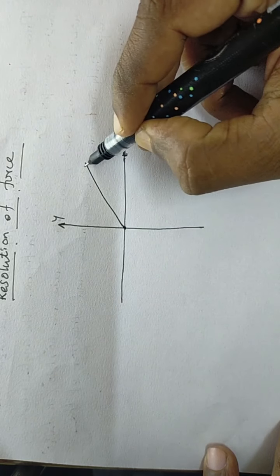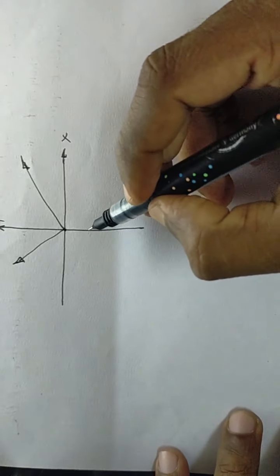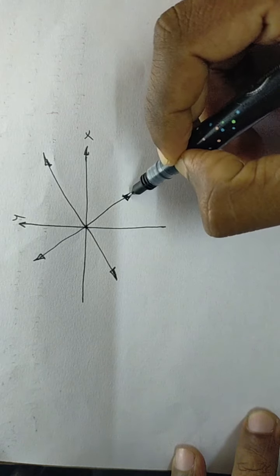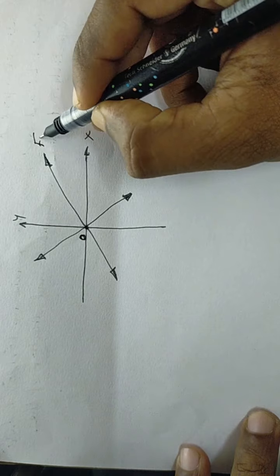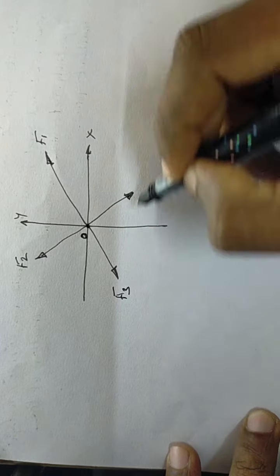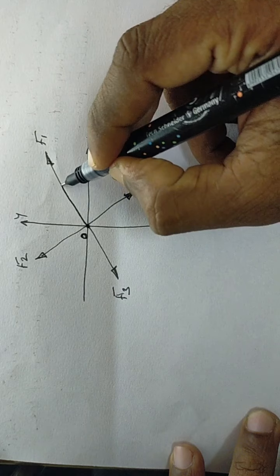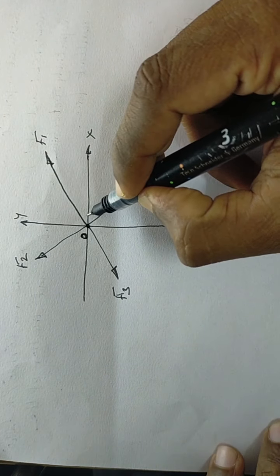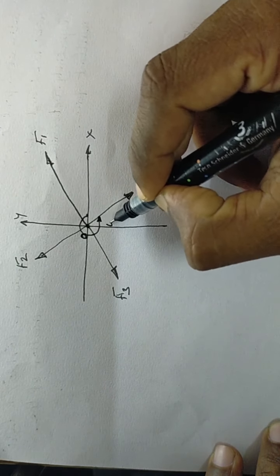Here, two or three forces, more than two forces, are acting at a point O. Maybe this is force 1, this is force 2, this is force 3, and this is force 4. Okay, we know the angle of inclination of each force from the x-axis. That's also very important. So we can say like this: from this point, this is theta 4.